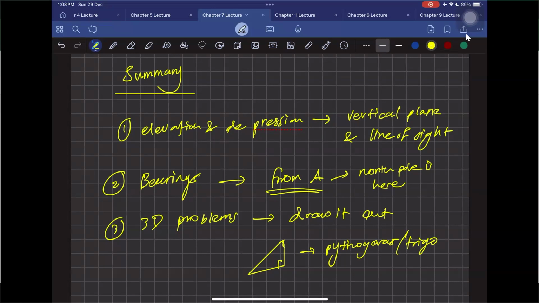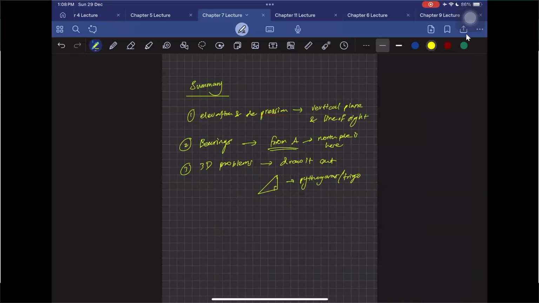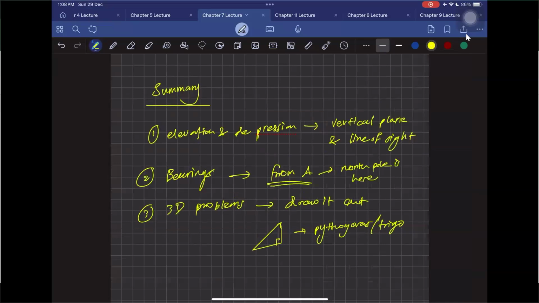Okay. So that marks the end of this chapter. We are going to do more practice for this chapter during our lesson. It's a very crucial chapter.